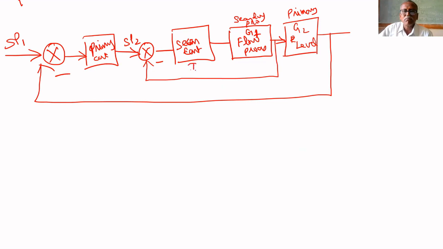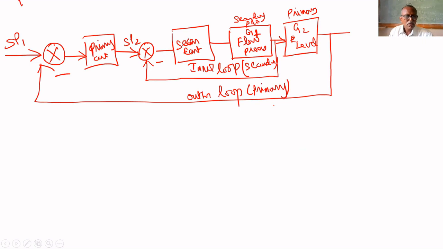This is the inner loop. That's why it is called the inner loop. This is called the outer loop. This is called the secondary loop. This is called the primary loop. This is called cascade control. So we can improve the speed of response by using cascade control. If you put cascade control, we can improve the response.